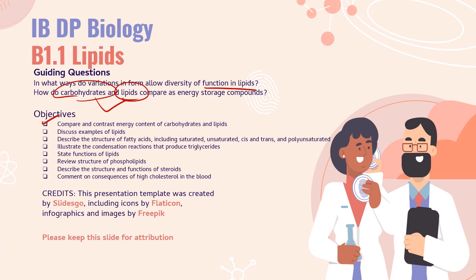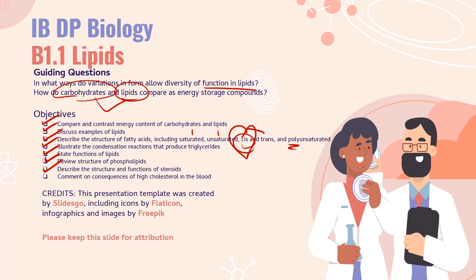We talked about different examples of lipids, those oils, fats, the waxes, the steroids like cholesterol. We looked at the structures of fatty acids. We had saturated and unsaturated, cis and trans, and then polyunsaturated. Cis is healthy. Eat more cis. We talked about those condensation reactions that produce the triglycerides. We looked at some of the functions of lipids. We talked about phospholipids super briefly. We already know so much about those guys.